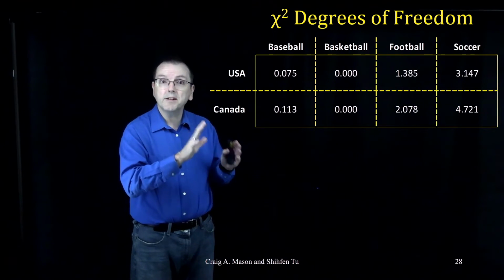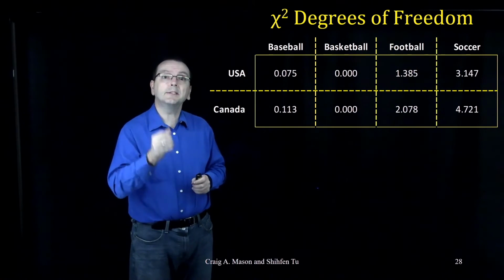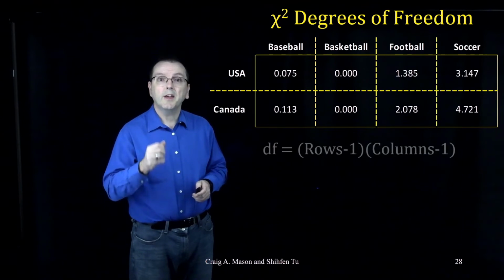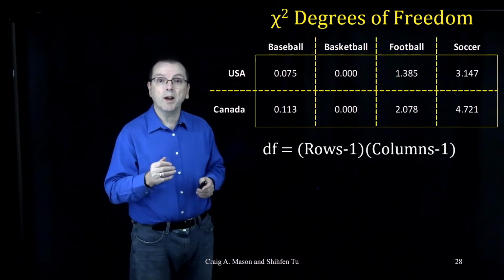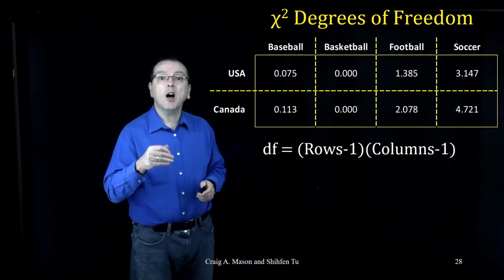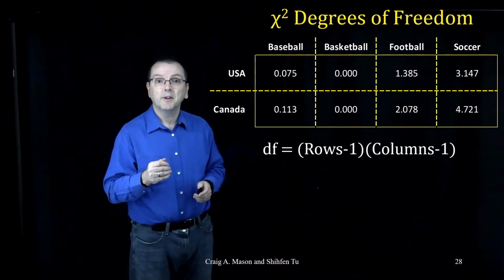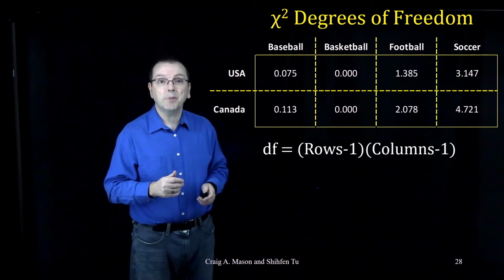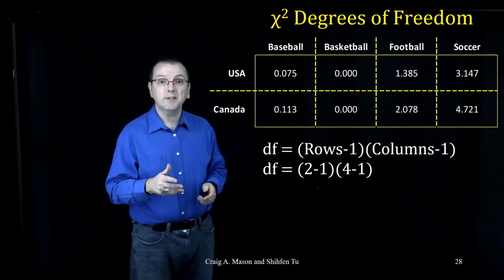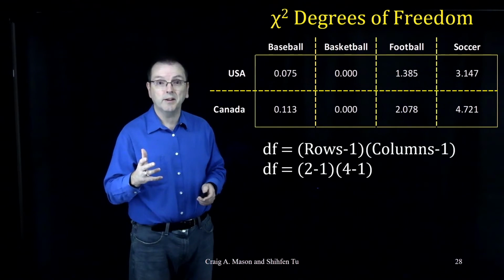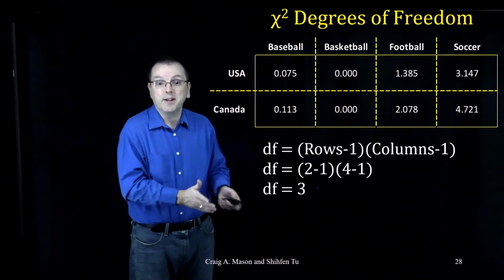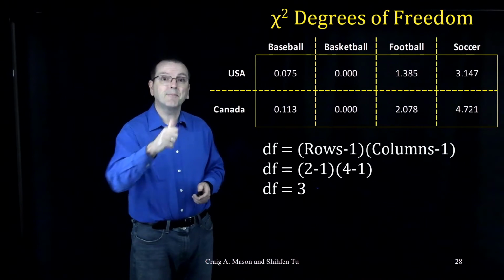For the chi-square test of independence, the degrees of freedom is equal to the number of rows minus 1 times the number of columns minus 1, which for this example is just 2 minus 1 times 4 minus 1, or 3 degrees of freedom. All right?